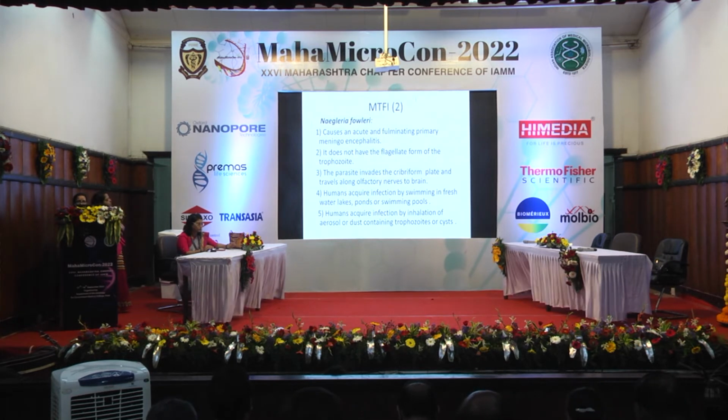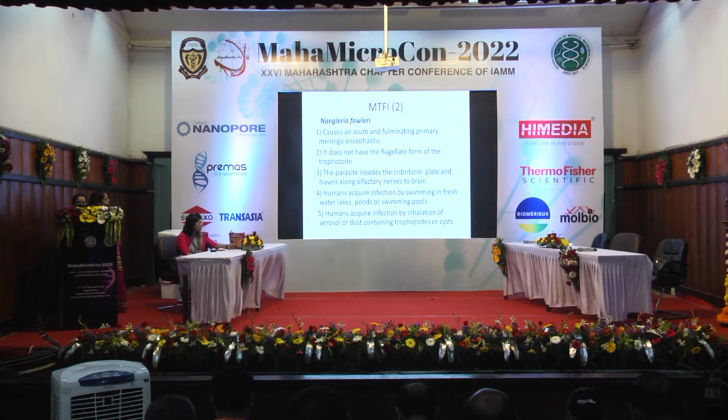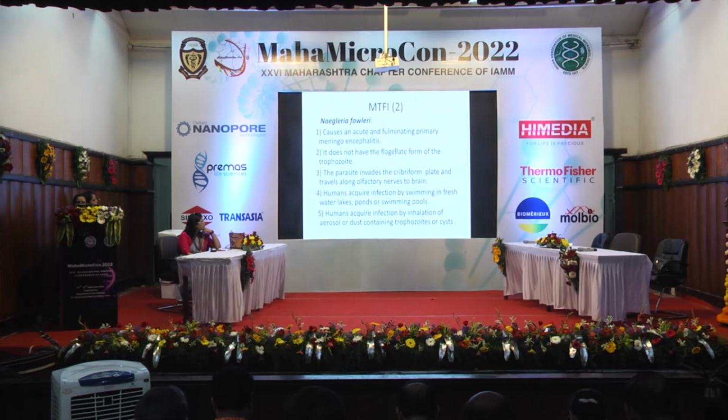Second is related to Naegleria fowleri. It causes an acute and fulminating primary meningoencephalitis. Second, it does not have the flagellate form of the trophozoite. Third, the parasite invades the cribriform plate and travels along the olfactory nerves to the brain. Fourth, humans acquire infection by swimming in freshwater lakes, ponds, or swimming pools. And fifth, humans acquire infection by inhalation of aerosol or dust containing trophozoites or cysts.